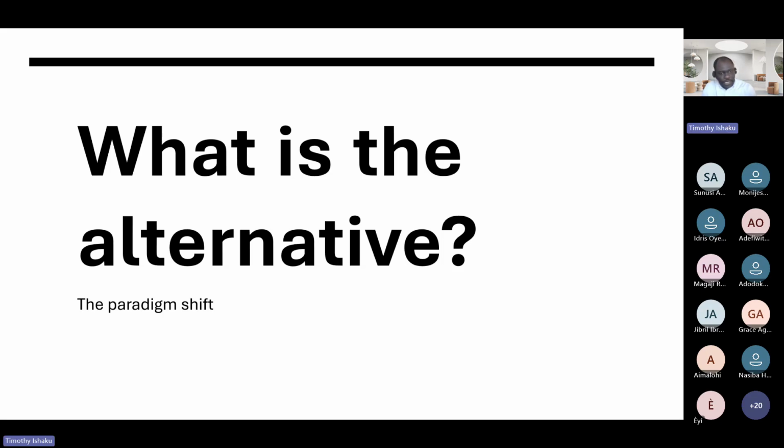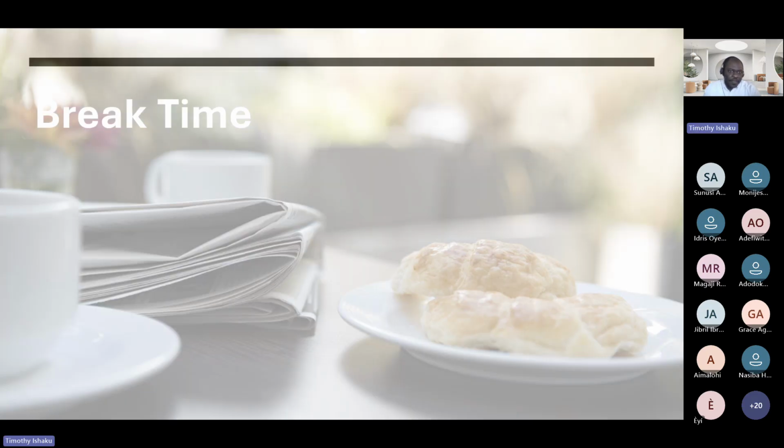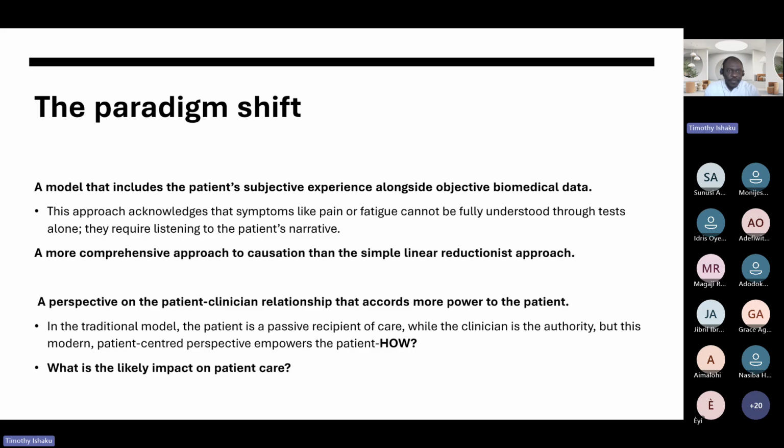If we said the biomedical model hasn't worked for us, and if it's a practice you are using, or maybe if you reflected backwards and you feel like, oh, that's what I've been using, then there is an alternative. What is the alternative? The alternative is a model that includes the patient subjective experience that we've been talking about, alongside the biomedical data, the physiological derangement.